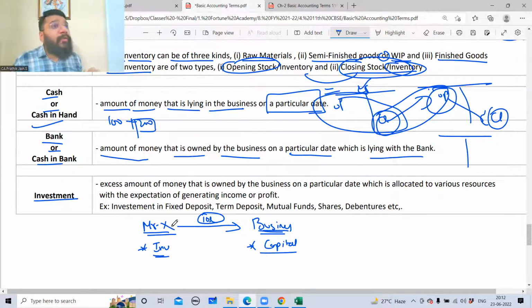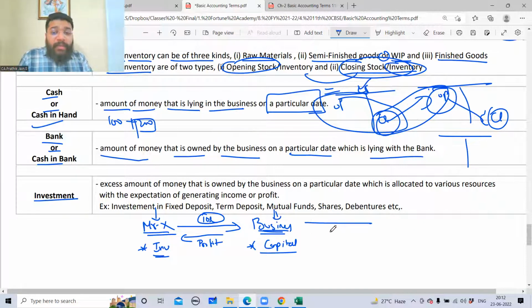Mr. X is not giving free of cost. In return, what is he expecting? Profit. 20 lakh, 30 lakh, 40 lakh, anything can be expected. So in return, something is expected. So what is investment? You give the money in expectation to get something in return. So from Mr. X point of view, it is investment. But are we preparing the accounts from Mr. X point of view? No, we are preparing from the business point of view. From business point of view, what is investment?